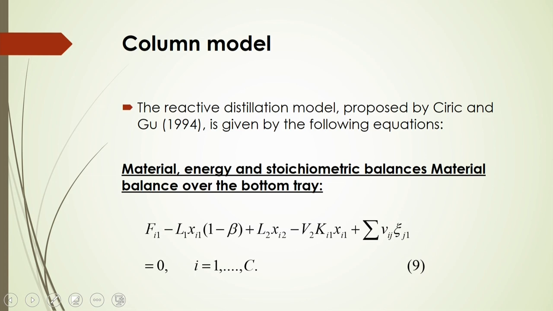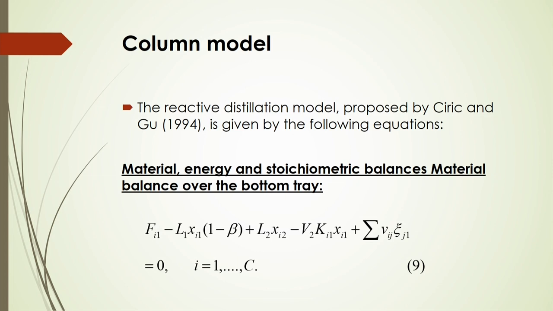And how the column model is developed as per Sirik and Gu: they have given the following equations from the material, energy and stoichiometric balances, that is the material balance over the bottom tray. They have given F(I)1 minus L1(x)I1 to 1 minus beta plus L2(x)I2 minus V2(k)I1 to x(I1) plus summation of Vij Jij 1 equals 0, where I equals 1 to C. This is as per equation number 9. So, you have to consider this equation number 9 for your calculation, as per the material balance over the bottom tray.